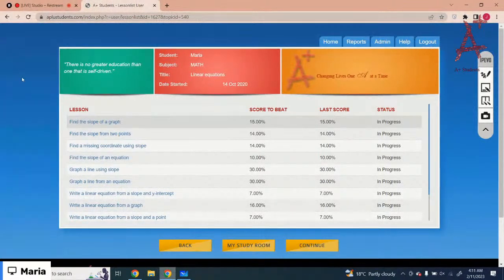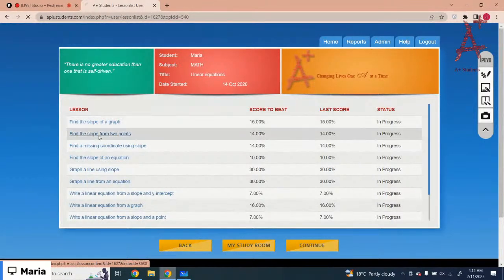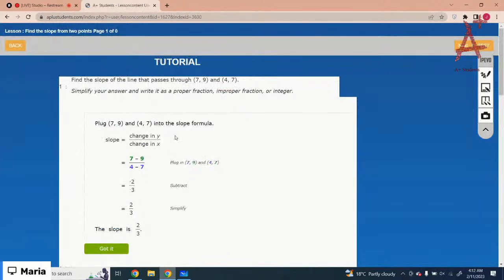And the next lesson is find the slope from 2 points. So the one we just did was finding the slope from a graph, and now we are given the 2 points and we just have to calculate the slope. Got it? You can see the first example: find the slope of the line that passes through 7, 9 and 4, 7. So you are given two of the points.